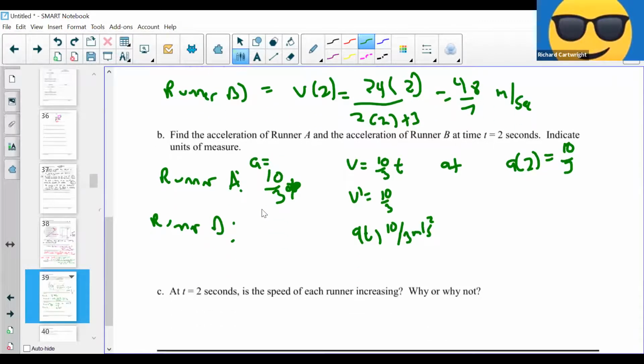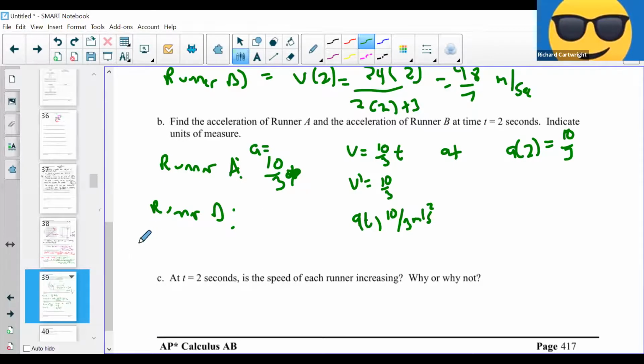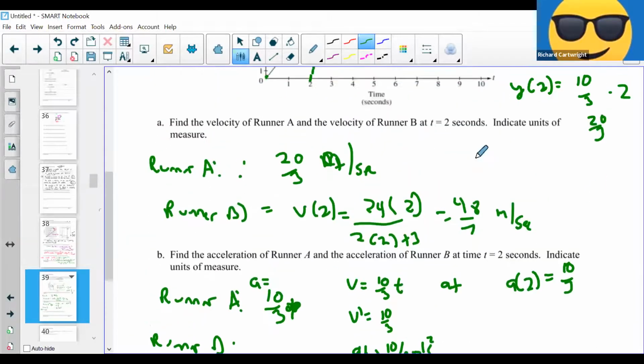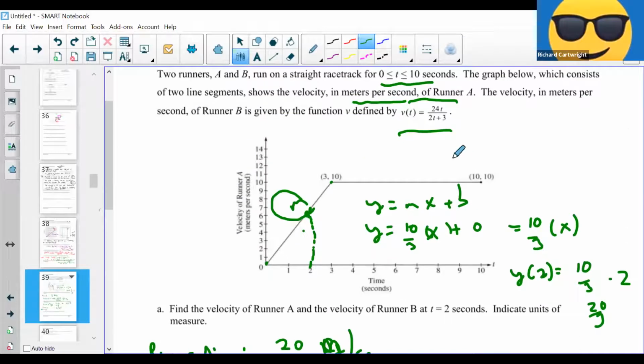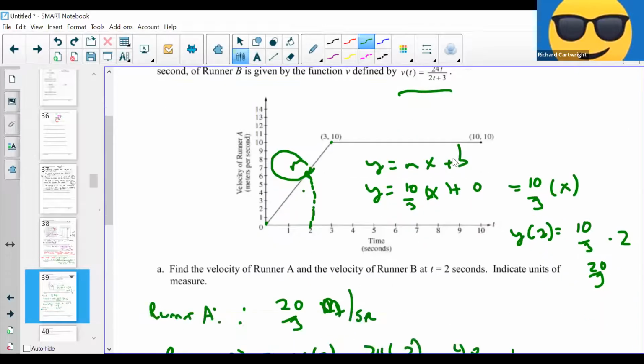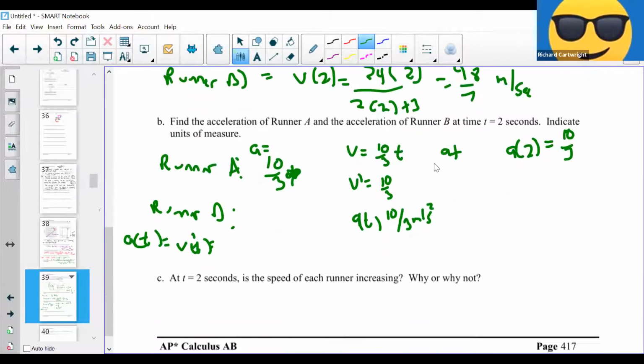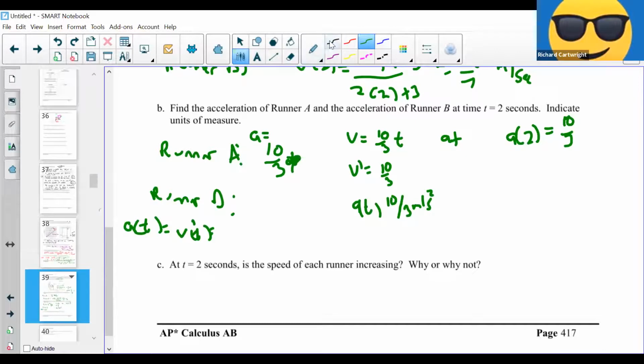Now runner B is different. Runner B is going to take some work. You're going to have to say a of t equals the derivative of the velocity of t. Let me look back up. Is it an easy derivative of that function? No, it's going to take the quotient rule. It's not hard, but I didn't want to do it. I still don't want to do it, but they're making us.